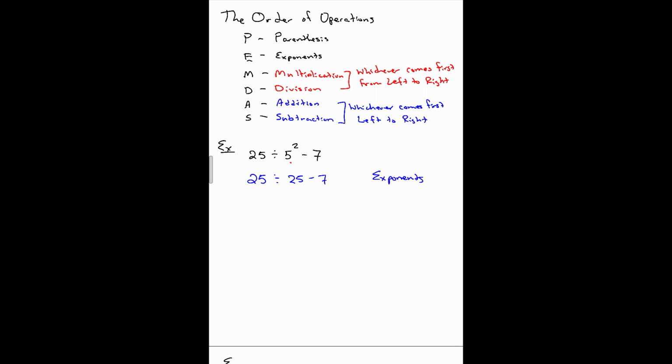And then we have division and we have subtraction. Division comes first before subtraction, so we're going to divide 25 by 25, and that gets us 1. And then now we have subtraction. So we have 1 minus 7, which gets us a minus 6 for a final answer.